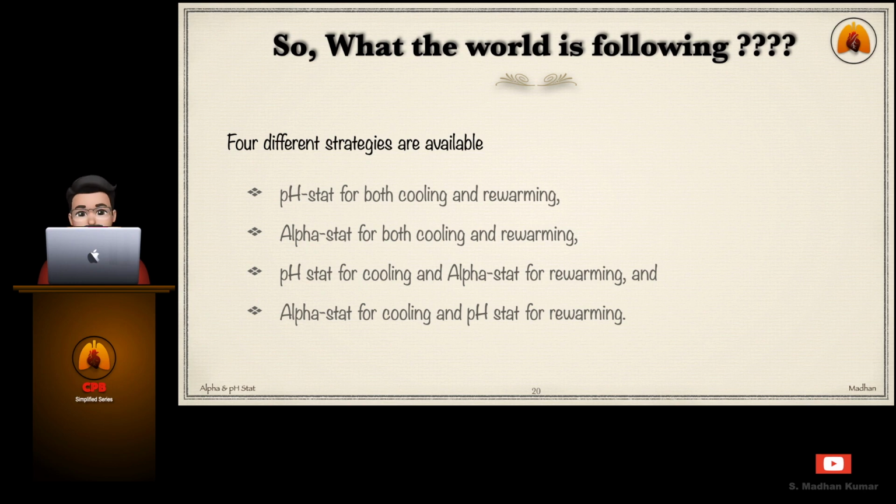So, what is the world following? There are four different strategies currently available: pH stat management for both cooling and rewarming, alpha stat management for both cooling and rewarming, pH stat for cooling and alpha stat for rewarming, and alpha stat for cooling and pH stat management for rewarming.